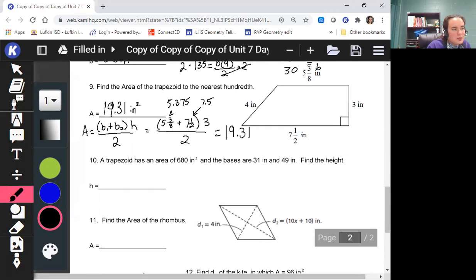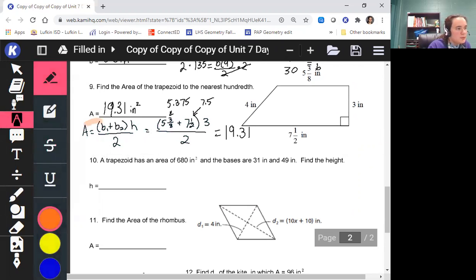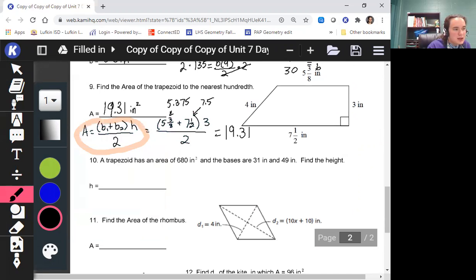Our next one, a trapezoid has an area of 680 inches squared, and the bases are 31 and 49. We want to find the height. So again, remember that your formula for area for a trapezoid is your two bases added together times your height divided by 2. So we're going to plug in our area, 680 equals our two bases added together. We know those, 31 plus 49 times our height, which is what we're looking for, divided by 2. We're going to multiply both sides by 2.